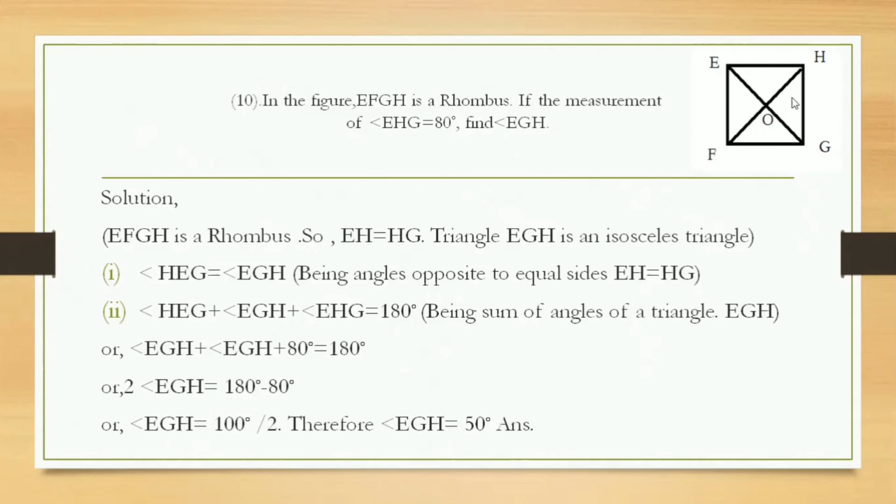This angle will be 50 degrees. This angle also will be 50 degrees. 50 plus 50 plus 80 is 180 degrees. That's why our value is correct here. Okay.